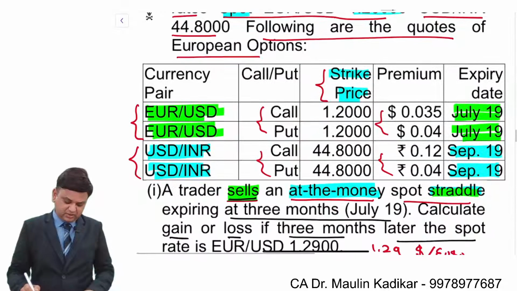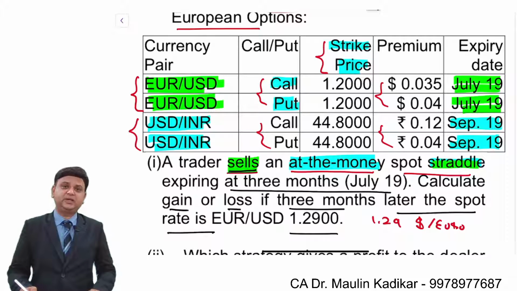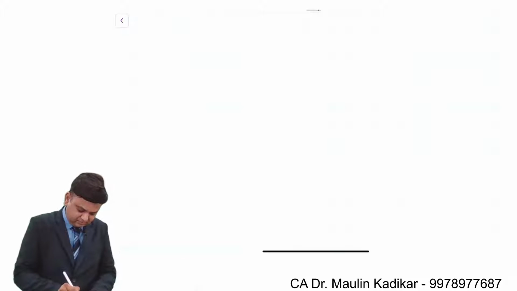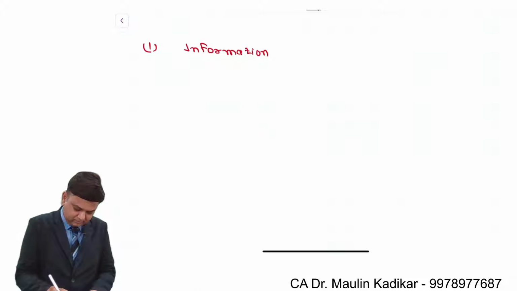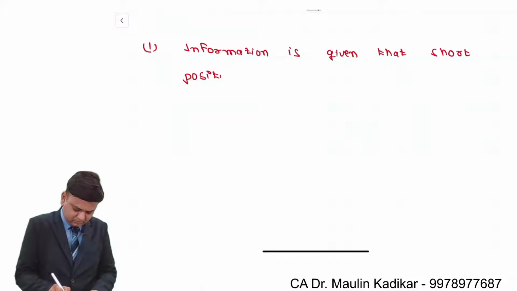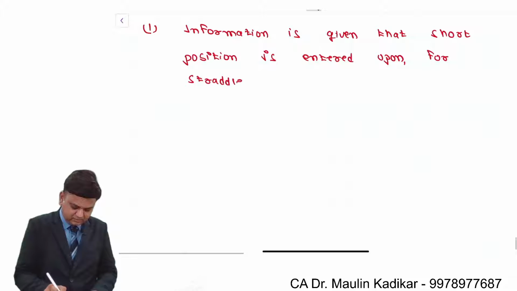So friends, we have to understand that over here, you will enter into the transaction for sale of call option and sale of put option, and for that we are required to make the computation of the profit or loss. Please let us answer the first question. Information is given that short position is entered upon for straddle strategy.